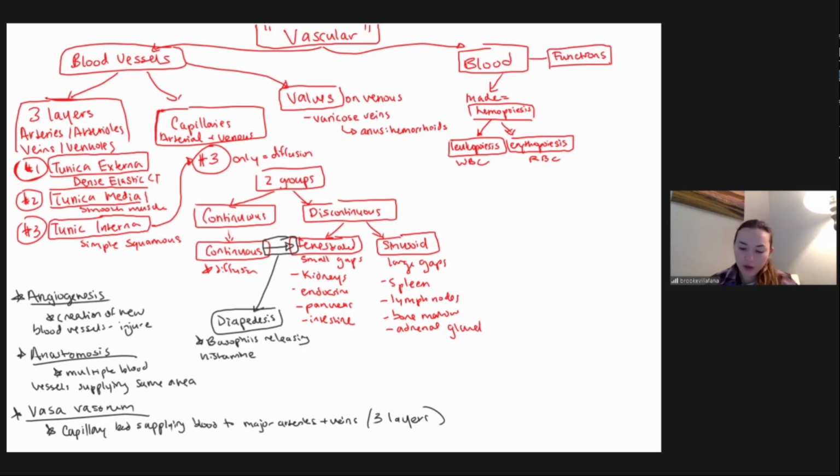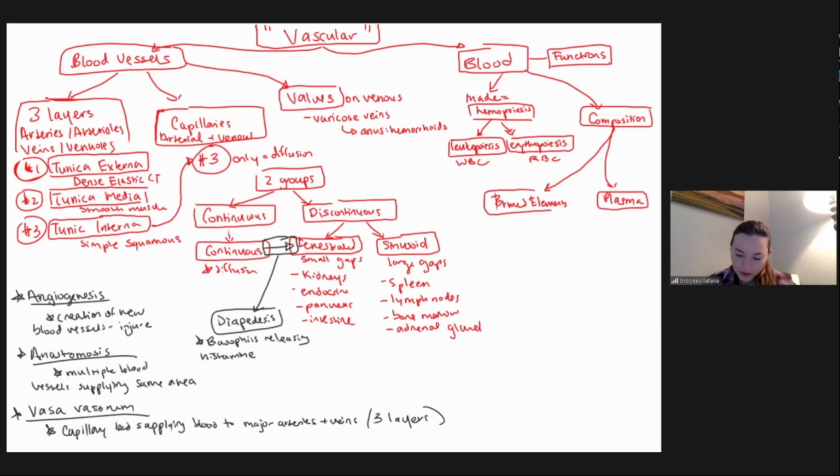And then we talked about the composition of blood. So what is blood composed of? And we said that the main 2, right, are formed elements and then plasma. And if we look at formed elements, that would be our white blood cells, our platelets, which are thrombocytes, and then our red blood cells or our erythrocytes. Red blood cells is hematocrit. White blood cells and platelets is buffy coat, right?